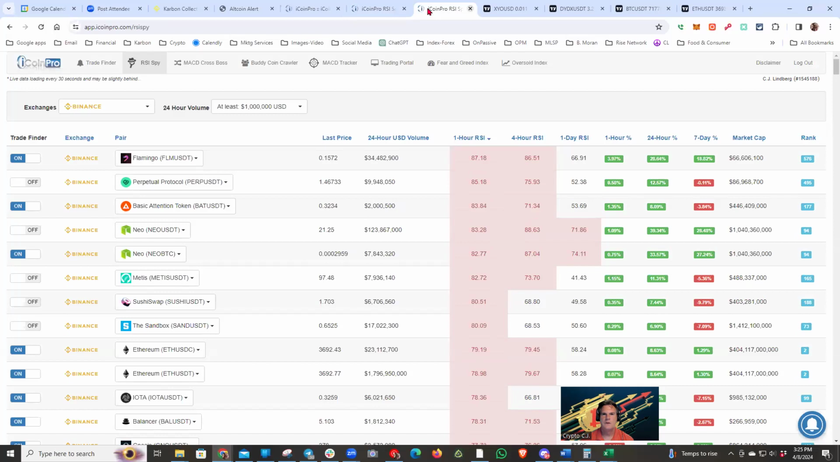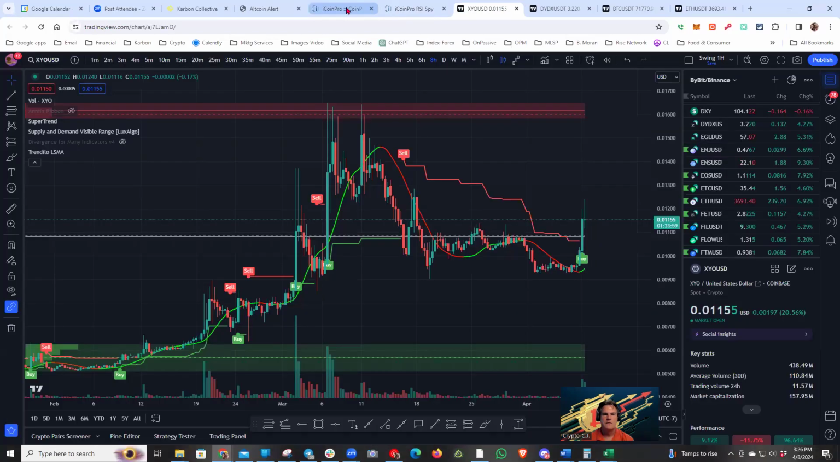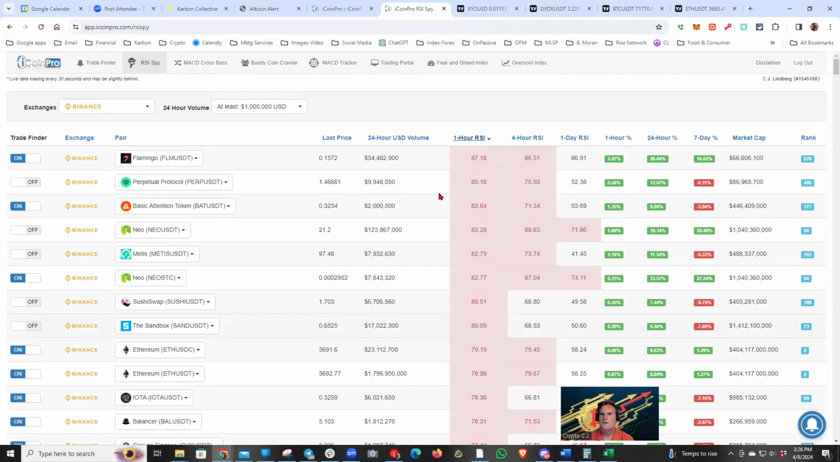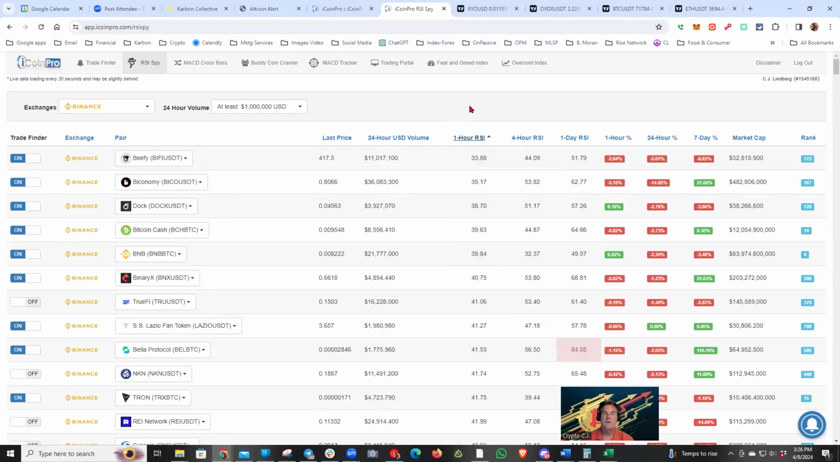iCoinPro. Don't need that. Home of the 1, 2, 3 dip training. I like their tools RSI Spy and Buddy Coin Crawler. I like to sort by the 1 hour RSI, similar to the RTI. And I'm looking for values below 30, because once those are beaten down below 30, they tend to come back. You don't have too many because, you saw my list, it's practically all green today.